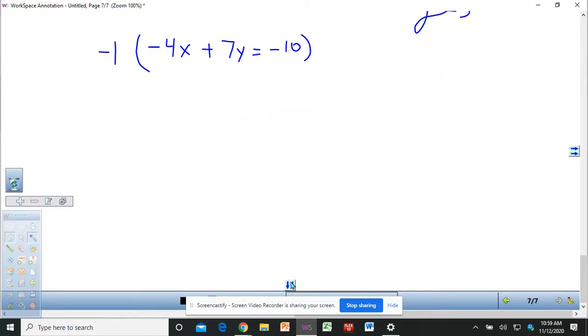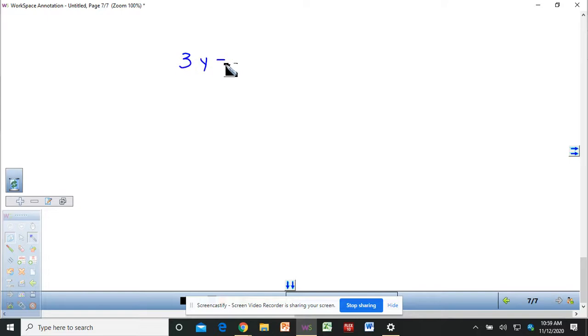Now one with a fraction. So if you run into any fractions today where you have, let's just say, 3y equals 1/2 x minus 2. So negative 1/2 x. So we're going to add 1/2 x to both sides like we've been doing. I cannot combine those because they're not the same letter.